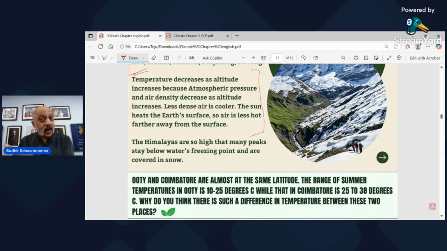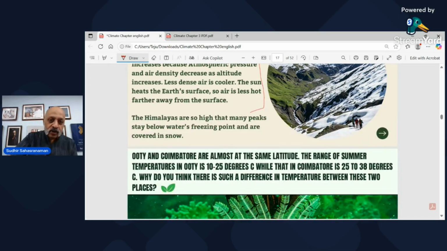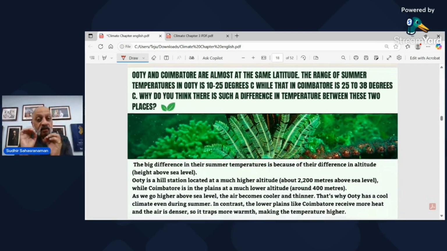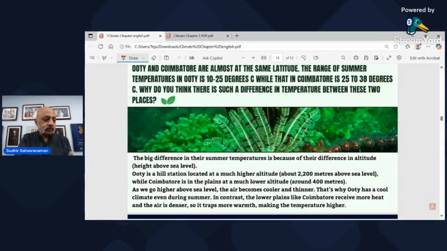I hope you're also looking at the illustrations which I've got for you. They're beautiful because I find the pictures in the book not very interesting. So this is to make it visually interesting for you. Now let me tell you an interesting reasoning question. Read the question and then I will explain the answer to you.